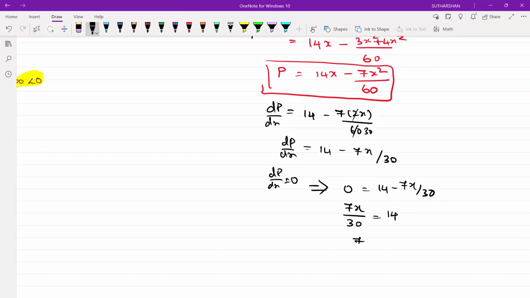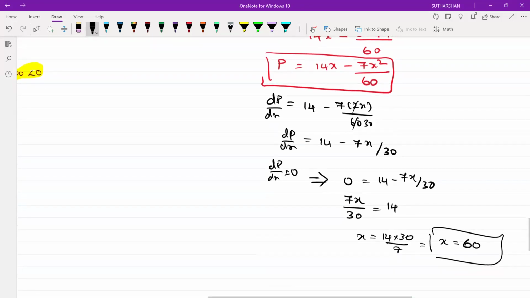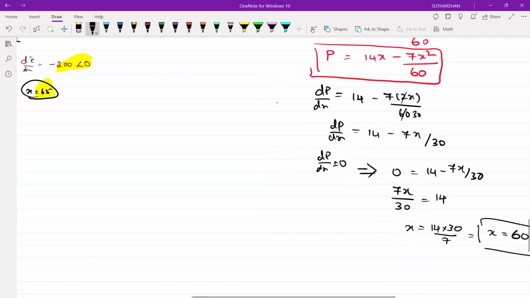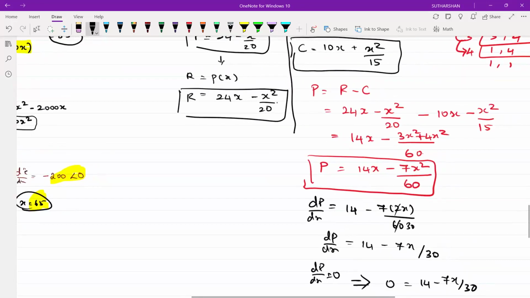It will become 7x is equal to 14 into 30 divided by 7. Give me that value. 60, sir. 60. Yeah. So x is equal to 60. Correct? Yes, sir. X is equal to 60. Fine. If x is equal to 60, I will put it in the required part of the equation.